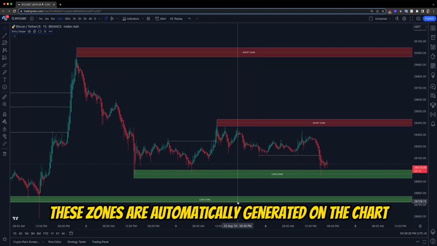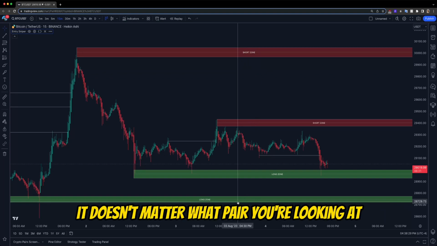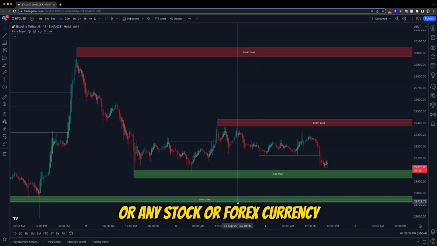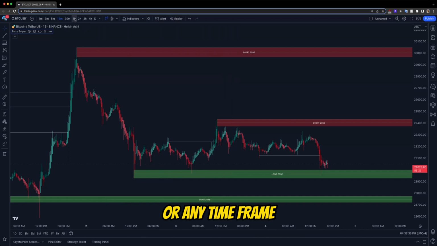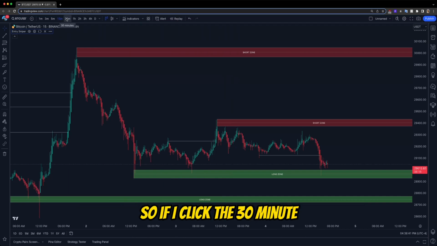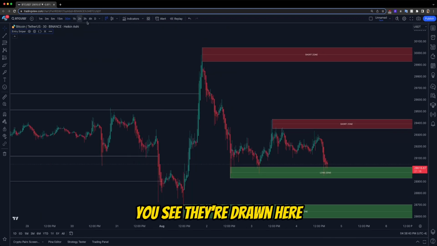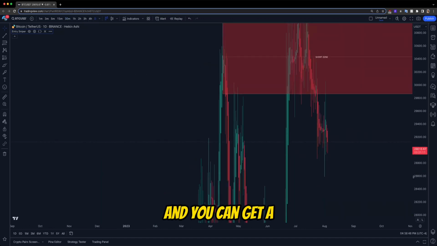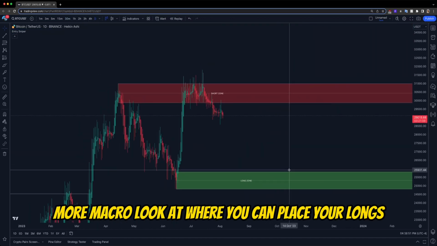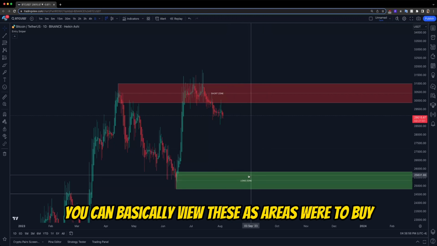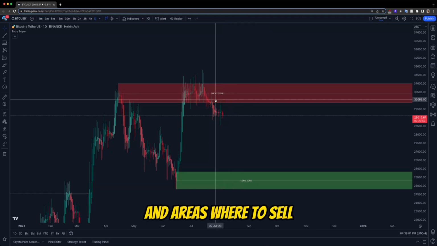Also, these zones are automatically generated on the chart. It doesn't matter what pair you're looking at, whether it's Bitcoin, gold, or any stock or forex currency, or any time frame. We're on the 15-minute Bitcoin time frame right now. If I click the 30-minute, you see they're drawn here, here, here, and here. Or I could even go to the daily, and you can get a more macro look at where you can place your longs or where you can place your shorts. You can basically view these as areas where to buy and areas where to sell.